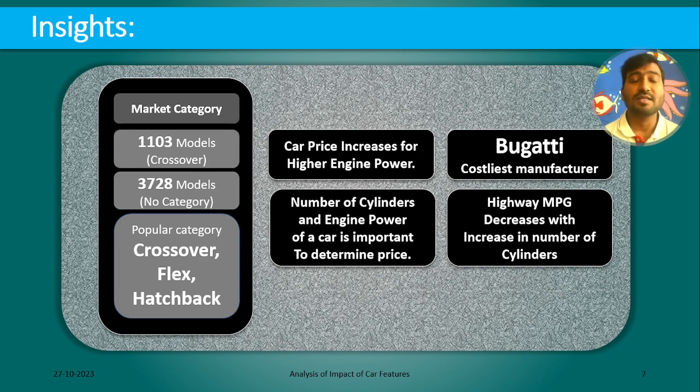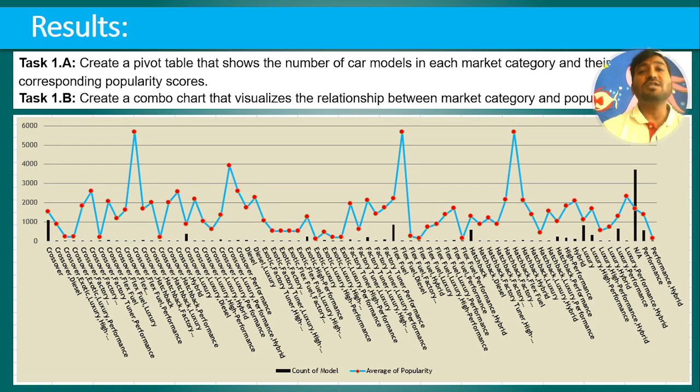Now, coming to the tasks that have been given to perform. The first task was to create a pivot table that shows the number of car models in each market category and their corresponding popularity score, and accordingly we have to show the combo chart. Let me go to the Excel sheet. There I will describe.